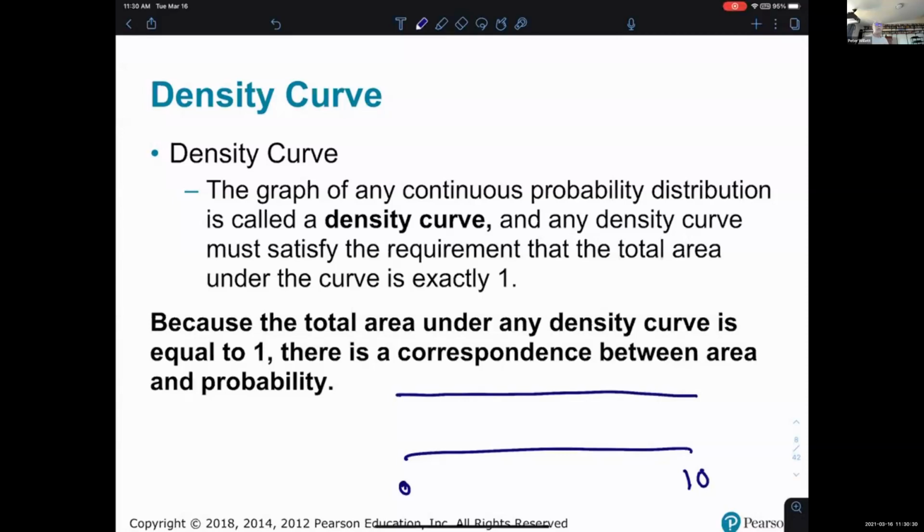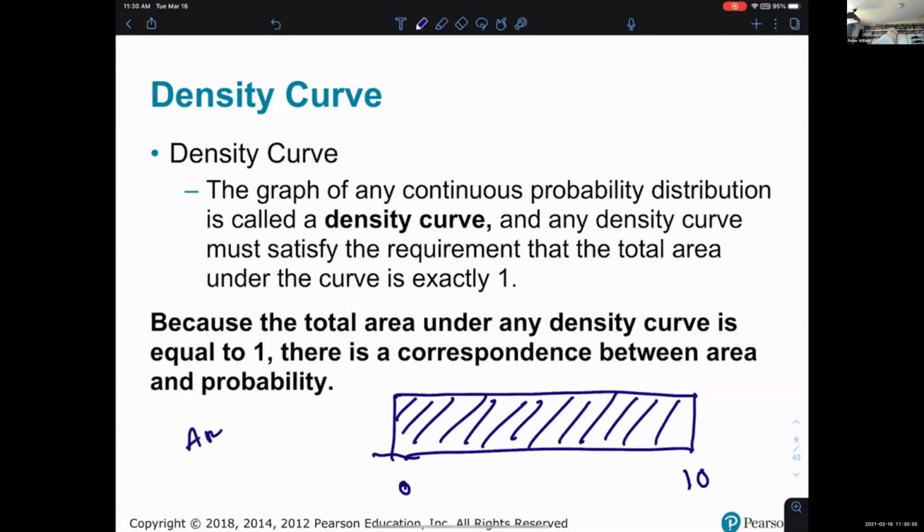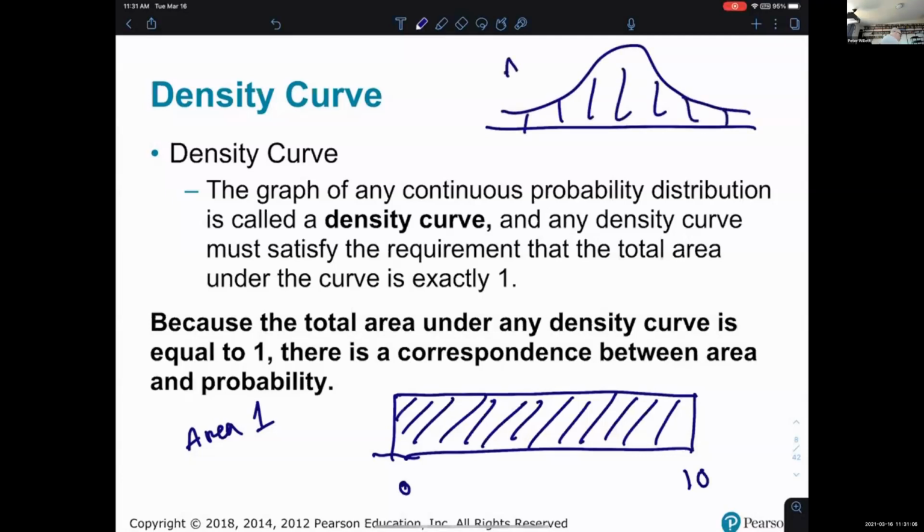Now, any density curve, whether it's a normal curve or a uniform curve, any density curve must satisfy the requirement that the total area under the curve is exactly 1. So if 10 is my highest value possible, I'll box that up there, and 0 is my lowest value. And then you can imagine that you could shade under this curve, and then the area should be 1. And if I have a normal, non-uniform curve and I shade under it, well, then that also should have an area of 1 if it's a density curve.